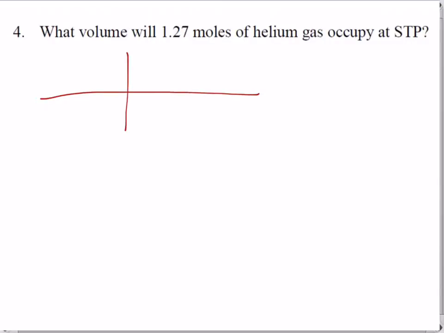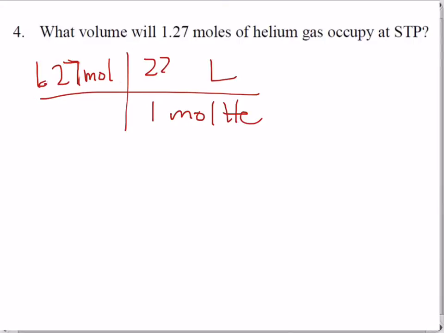Okay, so I'm going to put 1.27 moles, and that's moles of helium. And so moles was my given unit. I drop it down, and I'm going to put helium here. And I'm trying to find liters for the volume, and so I'm going to put 1 in front of moles, and since it's at STP, I can put 22.4 liters in front of that.